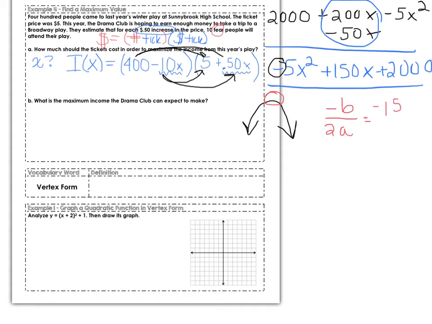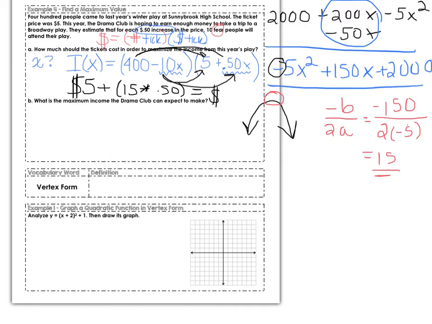Our b value here is 150. So we have negative 150 over 2 times negative 5, and this expression simplifies to positive 15. So we need 15 increases of 50 cents. Wow, what a big increase this drama club is about to start charging, okay? Think about it. They have $5 currently, and we are going to add 15 times that 50 cents to figure out how much they're charging. That's going to bring our new total charge per ticket to $12.50, okay?